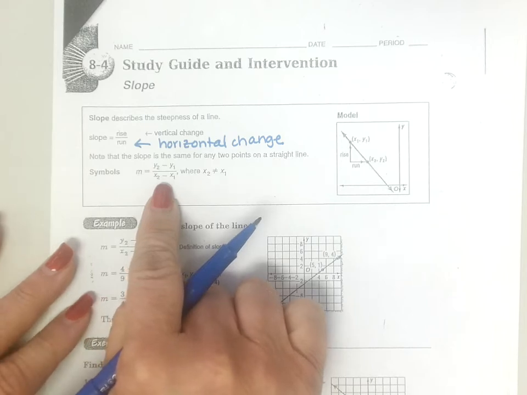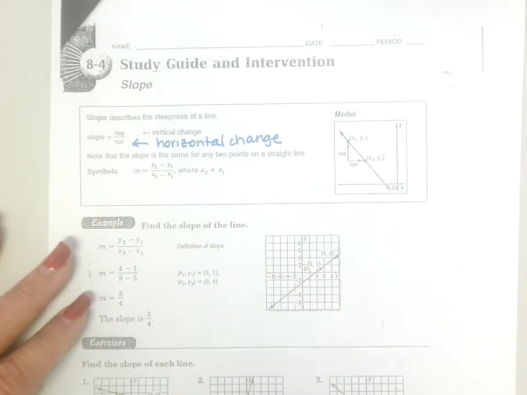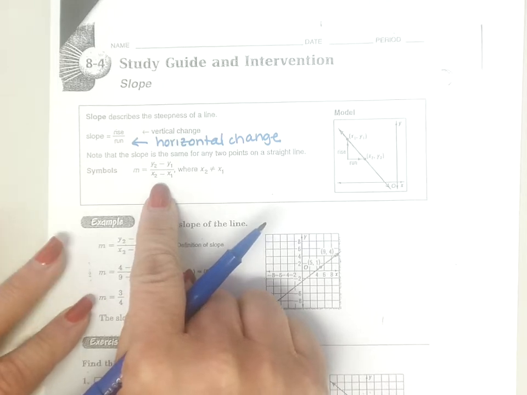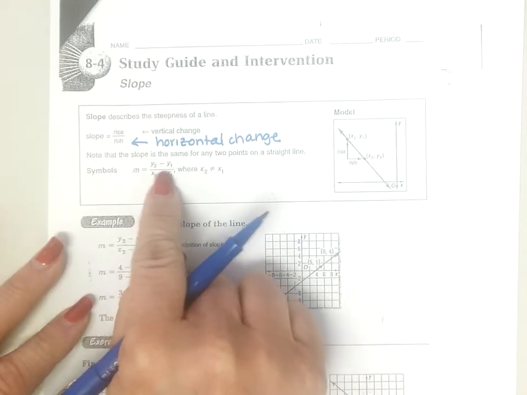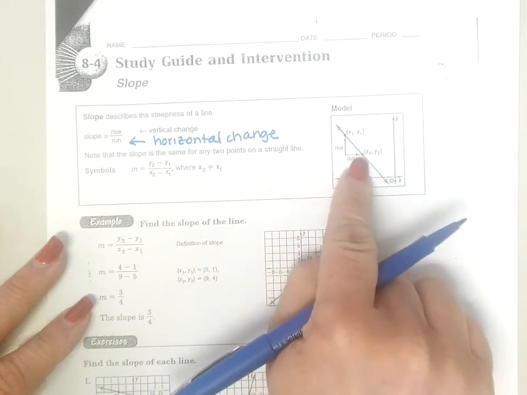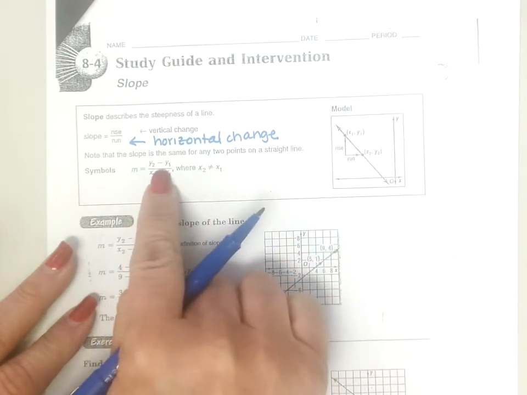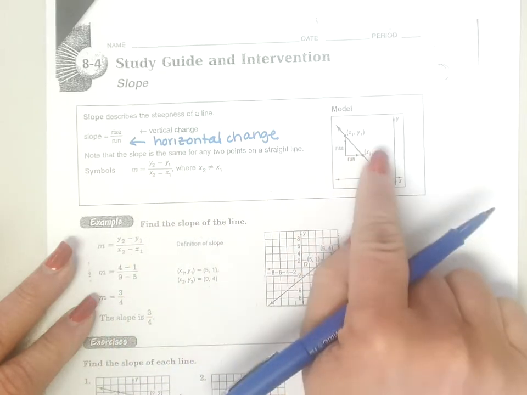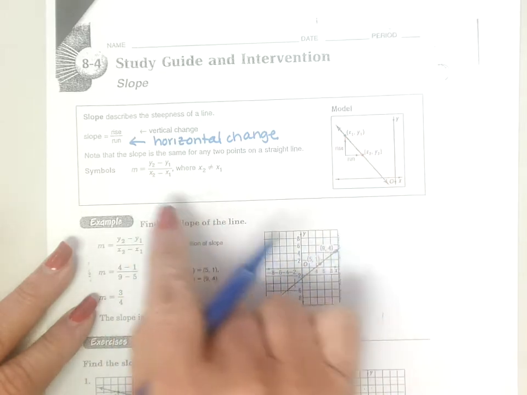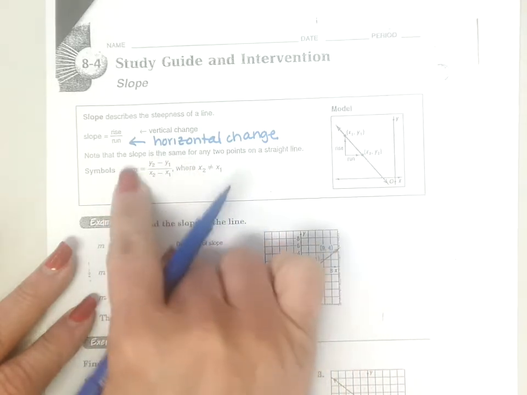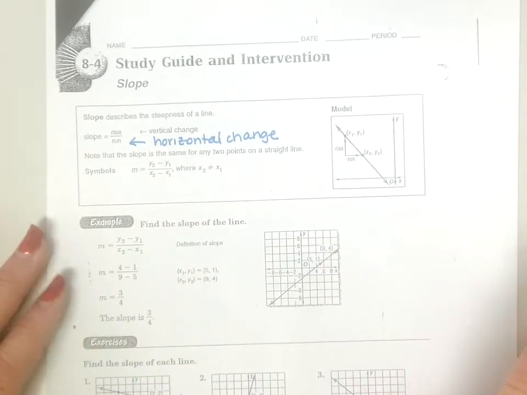Now, if you do not have a graph to count, you can find a slope for any 2 points by using this formula here. That's just giving you the 2 y's. So if I had 2 points on there, instead of counting how far up they went, what you're doing is finding the difference between them. And instead of counting how far over it goes, you're just finding the difference of the x's. So you use this if you have 2 points but no picture to count.